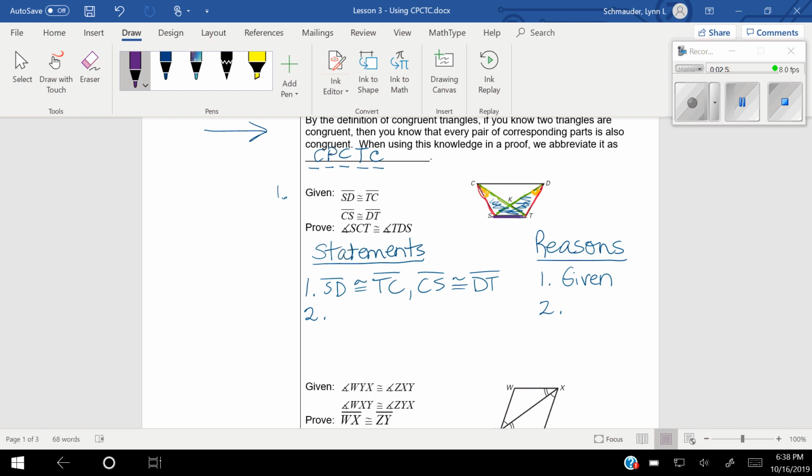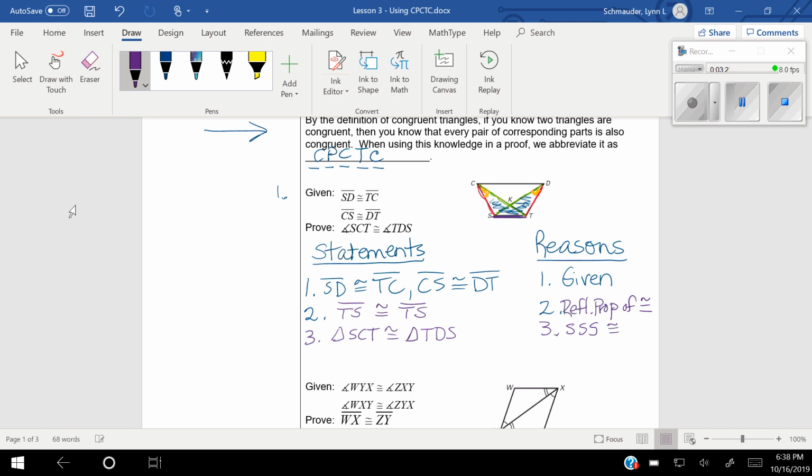So what we're going to do is say that TS is congruent to itself. Remember our old friend, the reflexive property? Reflexive property of congruence. We can say that side is congruent to itself, and then we have it, right? We can say triangle SCT is congruent to triangle TDS by side, side, side, right? Side, side, side congruence theorem.